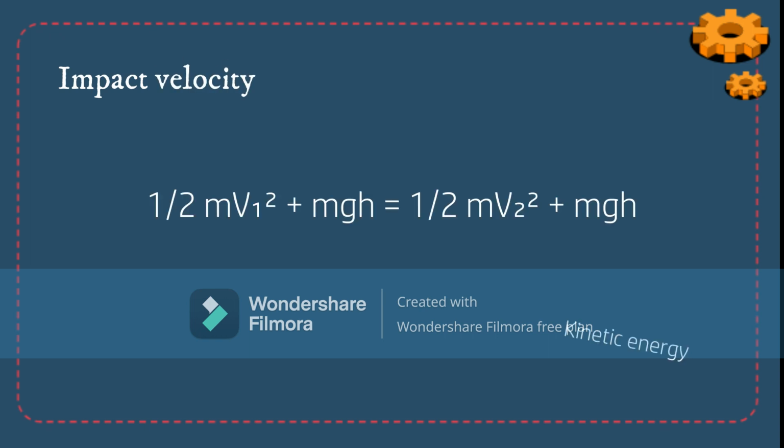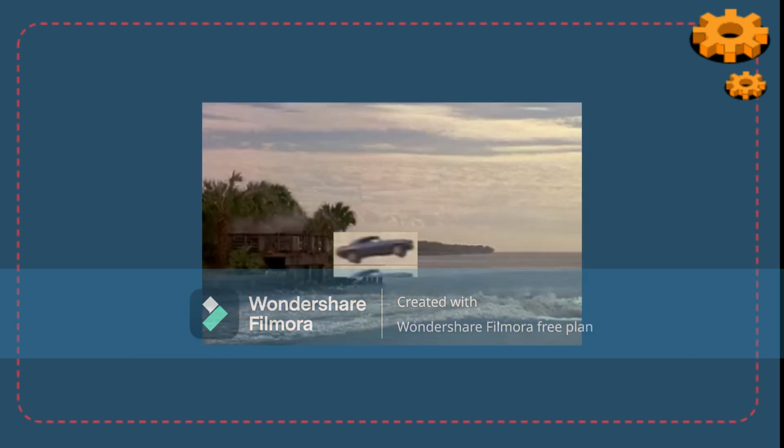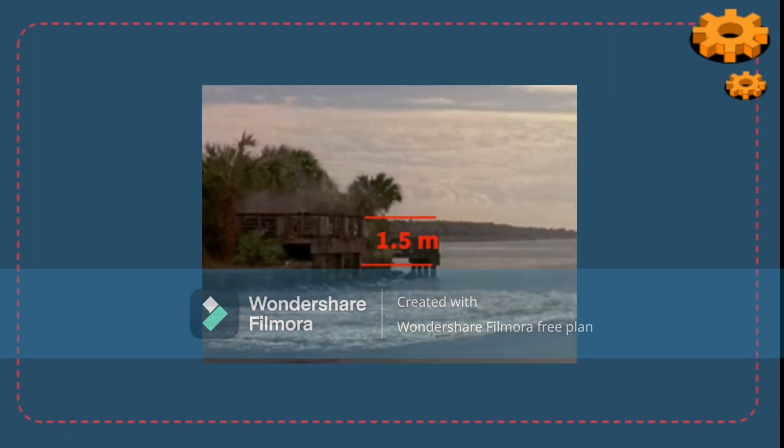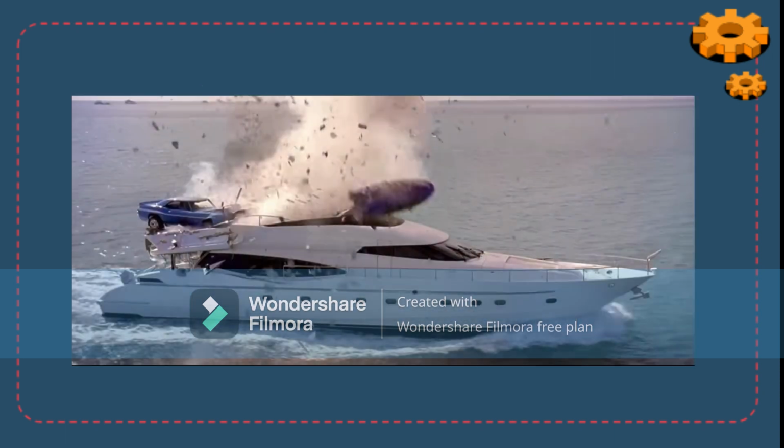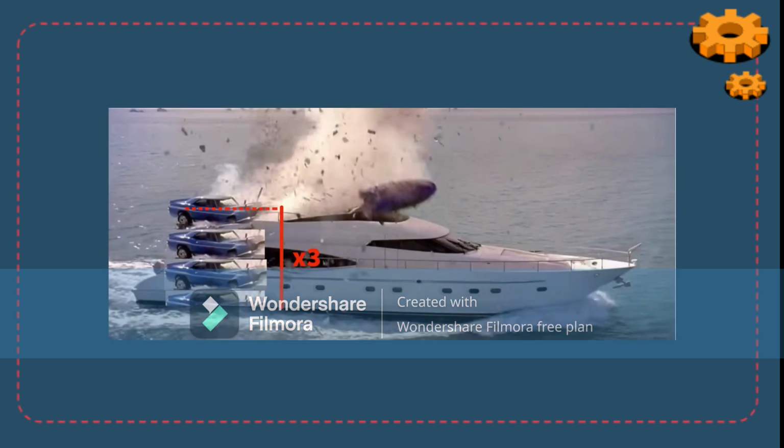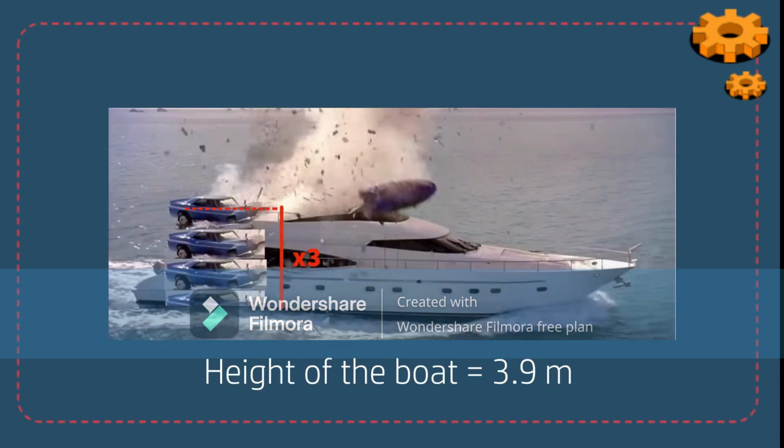We will use this formula of the kinetic and the potential energy, the conservation of energy. Now, for that we need the height. The first height, of the initial velocity of the ramp, we calculate that is more or less 1.5 meters. Now, the height of the boat, I didn't find on the internet what's the actual height of that boat, so with a little bit of Photoshop we can see that the height is approximately 3 Camaros, that is like 3.9 meters.